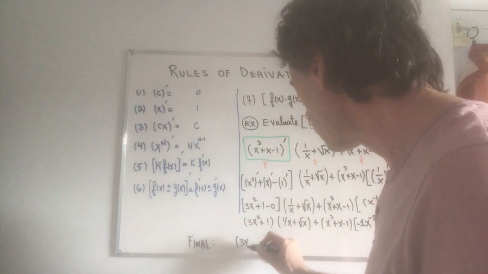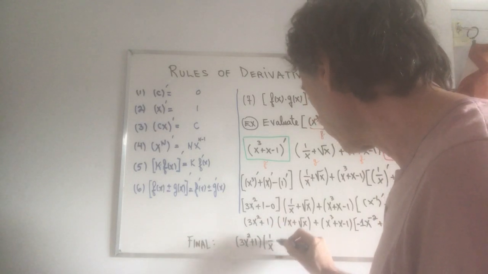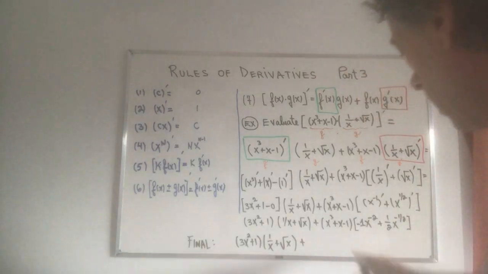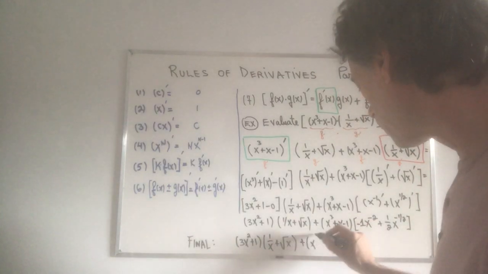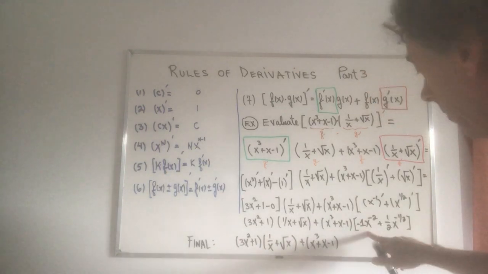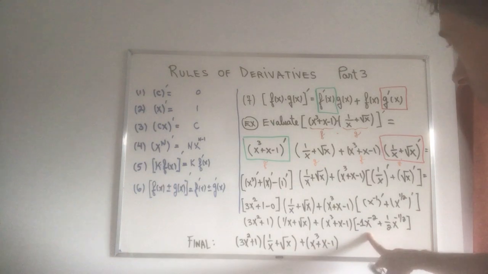3x squared plus 1, nothing to do with that. 1 over x plus root x, nothing to do with that either. Nothing for me to do with x cubed plus x minus 1, so rewrite. And here we go. I'm done with derivatives, but I want an extra step of algebra.